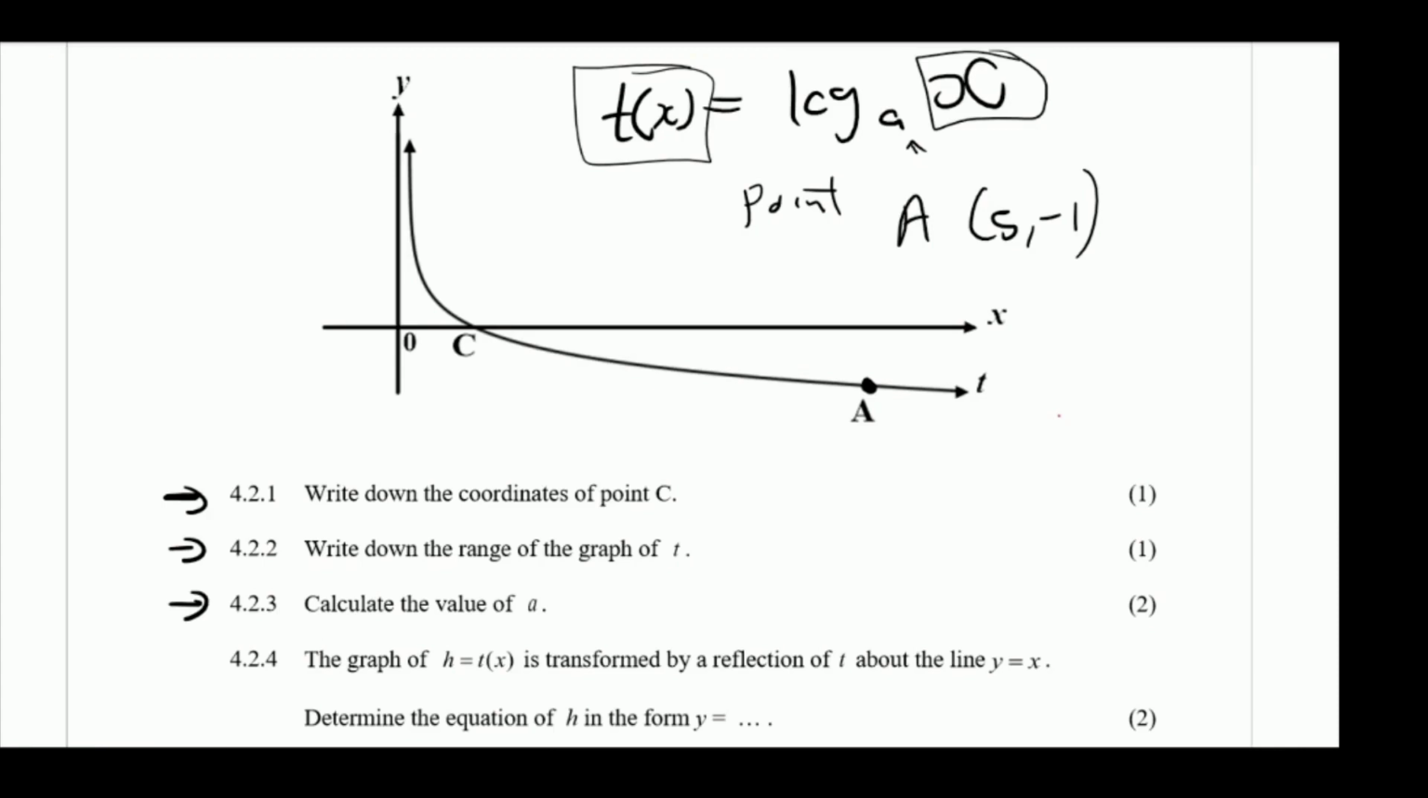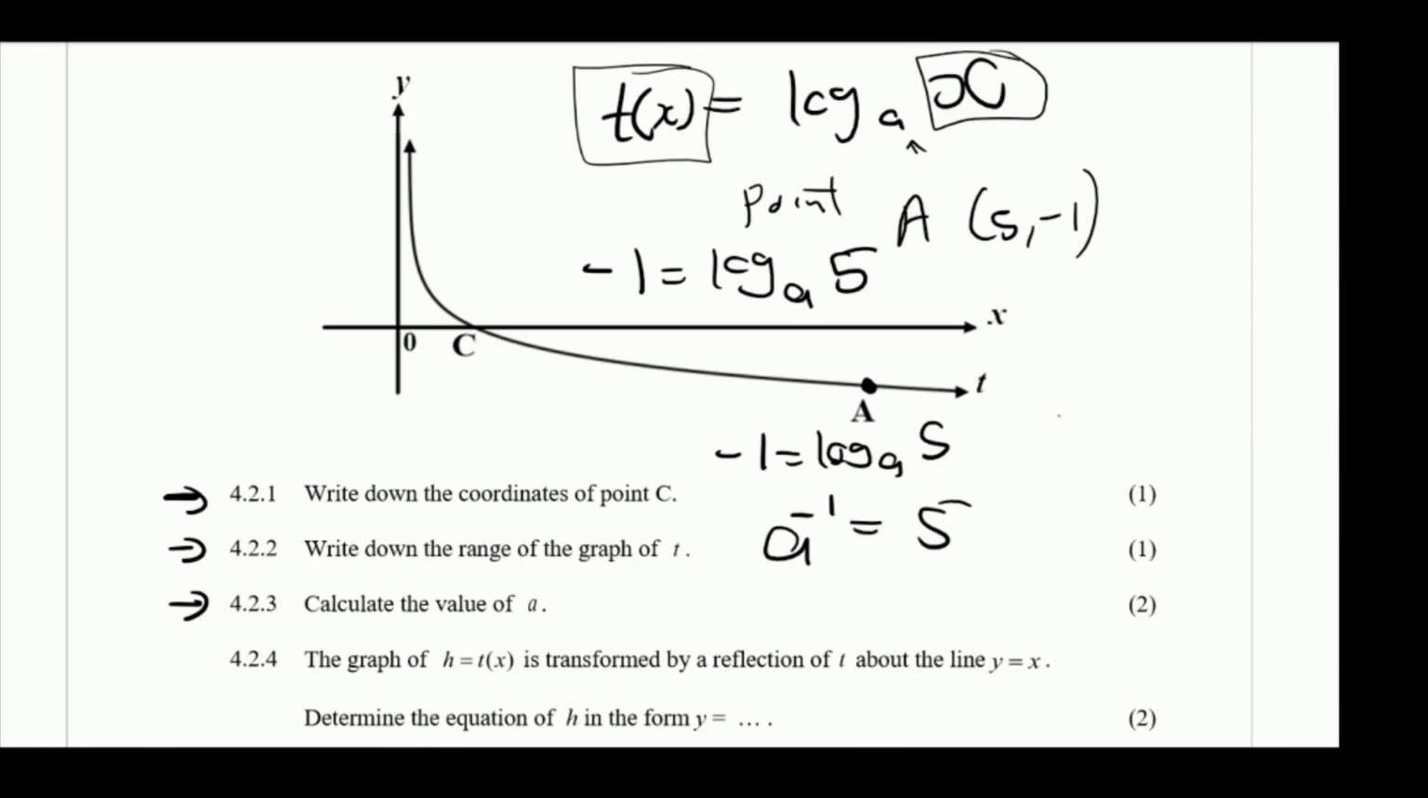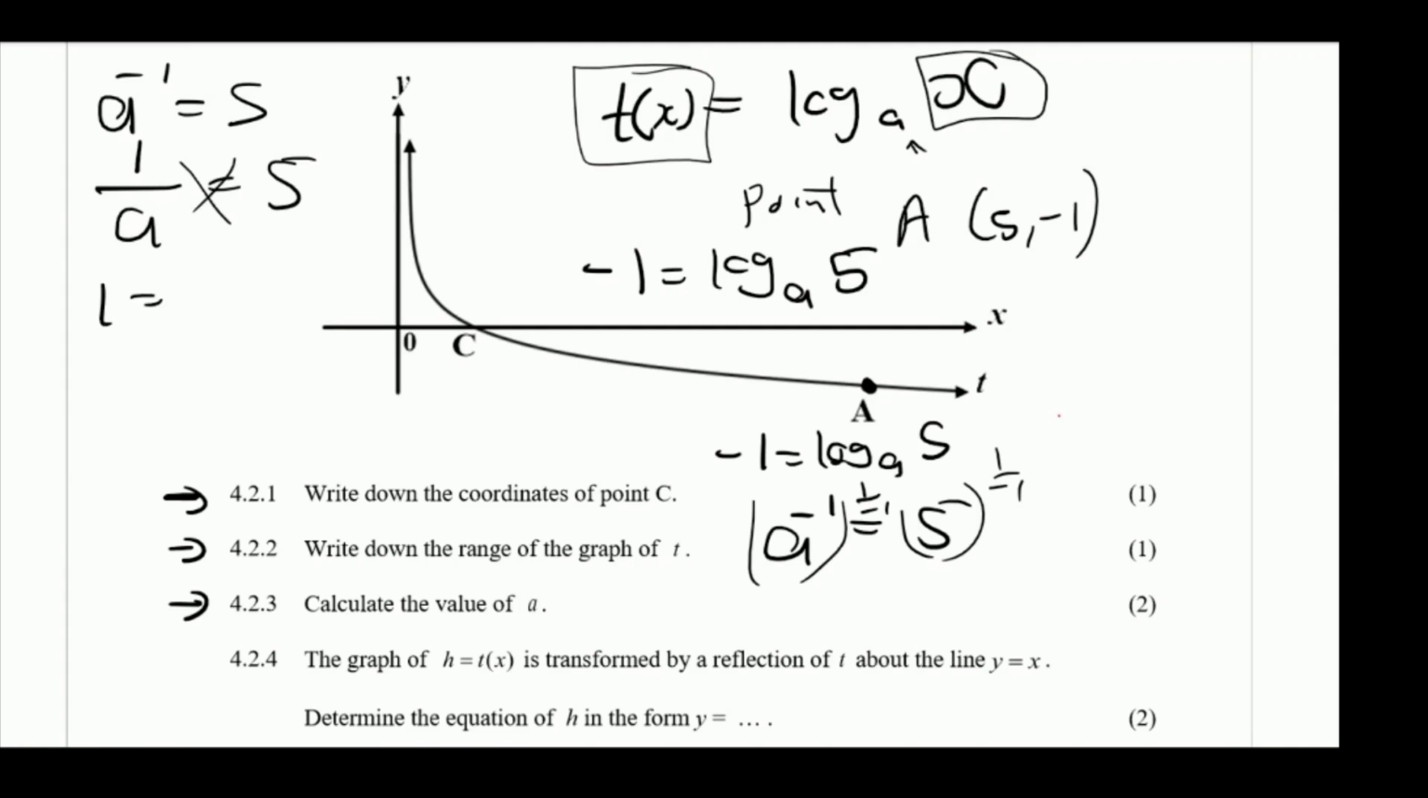Where there's t of x, you put -1, is equal to log base a of x, you put 5. So to write it properly, you have -1 is equal to log base a of 5. So a to the power -1 is equal to 5, right? And we want to find a, not a to the power -1. So you can write it in this form: a to the power -1 is equal to 5. Write it as 1 over a is equal to 5. Cross multiply, you have 1 is equal to 5a. Divide by 5 on both sides, you have a is equal to 1 over 5. So this is your a value.